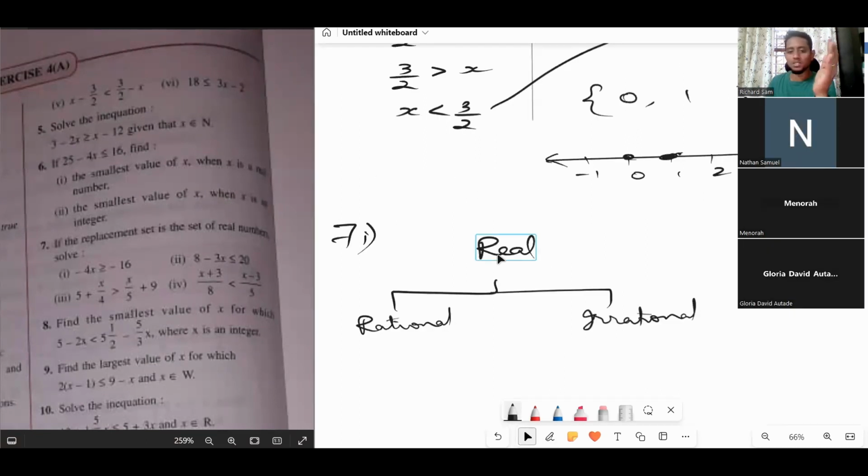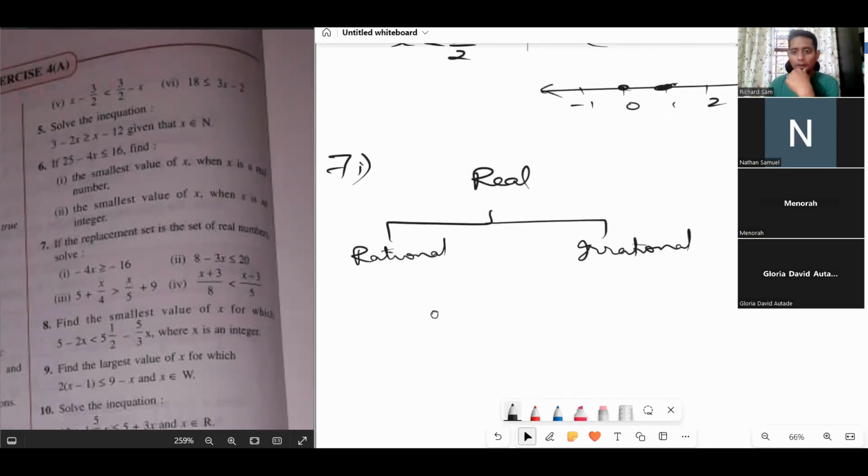Yeah, so real numbers are all the rational and irrational numbers. Now, we don't study too much about irrational numbers. So basically, when we say real numbers, we mean rational numbers. That means all the decimal numbers, all the fractions, everything. This is real numbers. Okay.